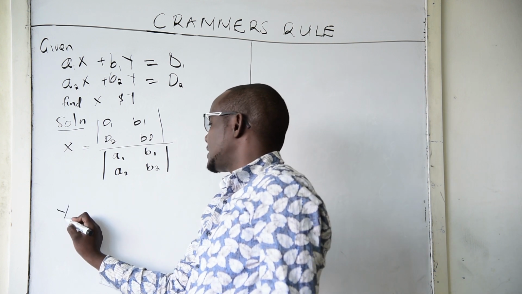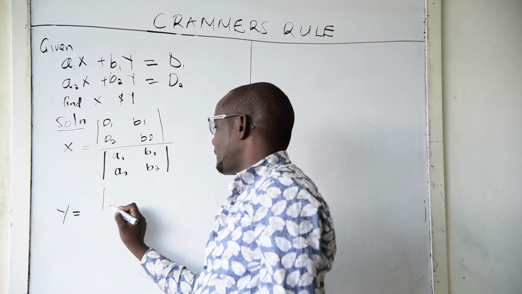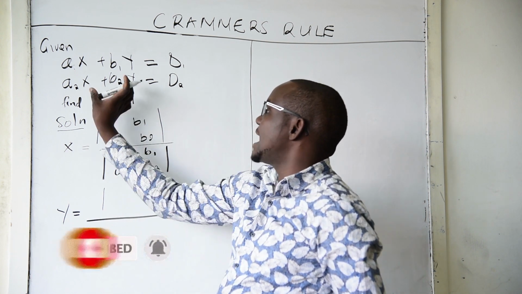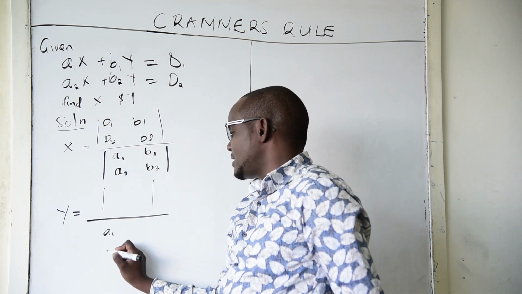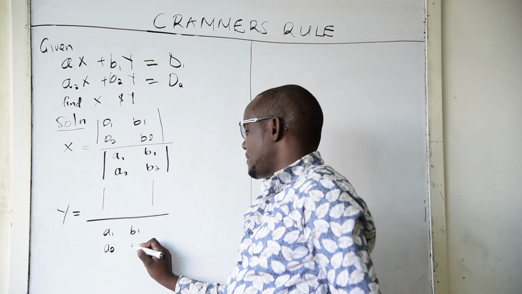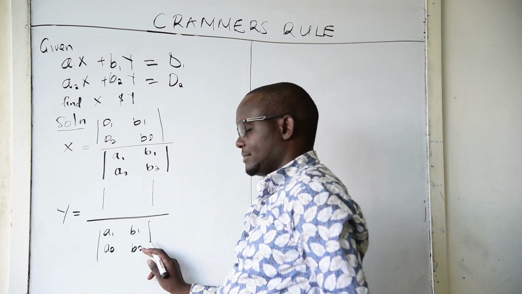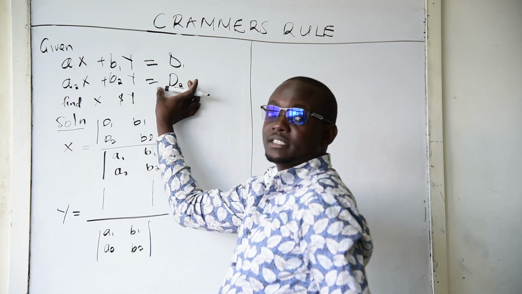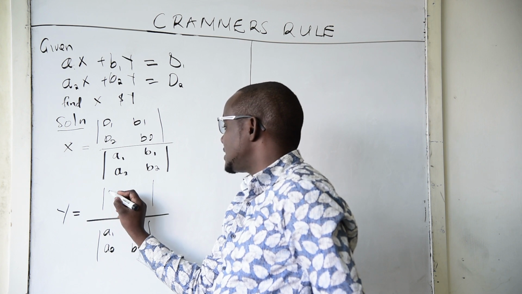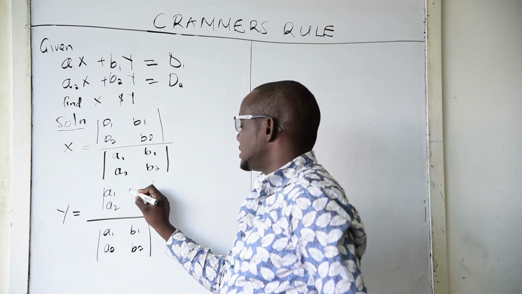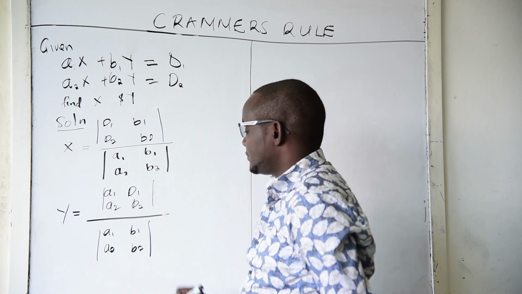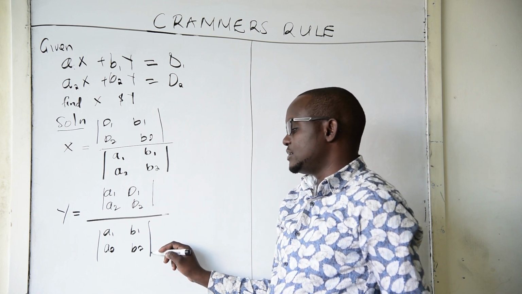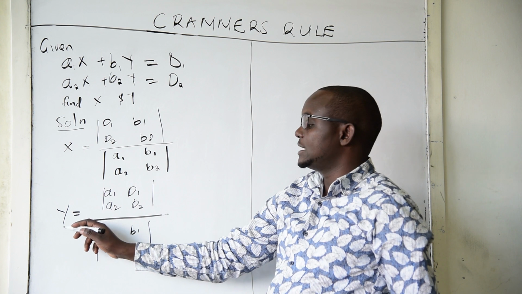If I want to get the second independent variable, which is y, I still do the same. I maintain the matrix derived from the independent variables, which is A1, A2, B1, B2. But the numerator this time, I will only replace the second column with my constants. So the first column remains the same, A1, A2. The second column becomes D1, D2. When I get the determinant of this numerator divided by the determinant of this, automatically it will give me my y.